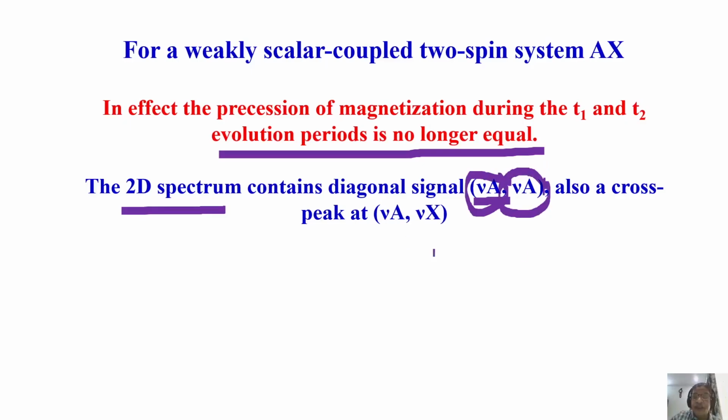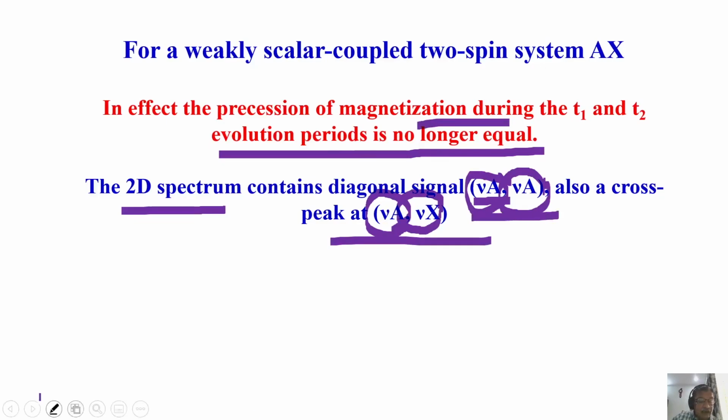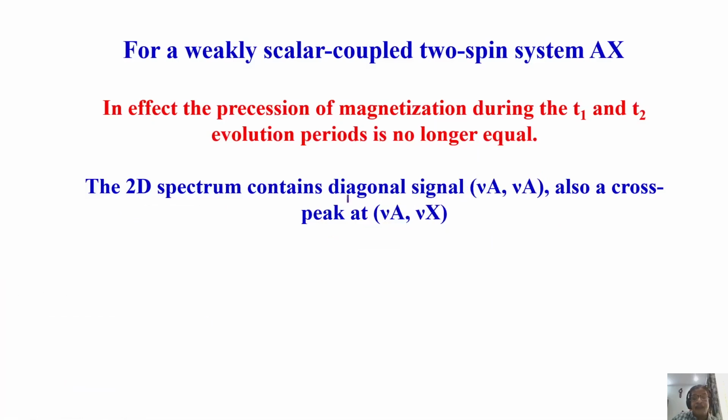That is one signal. We also get a peak whose precessional frequency is nu A in the T1 period, which has given its magnetization to X, whose precessional frequency is nu X in the T2 period. So in the two periods, the precession of the magnetization is different. As a consequence, these frequencies are different. We get frequencies depending upon whether they have the same frequency or have given magnetization to the coupled spin.